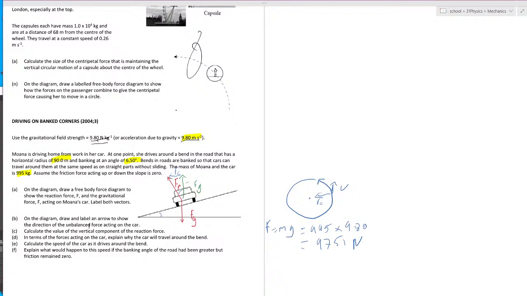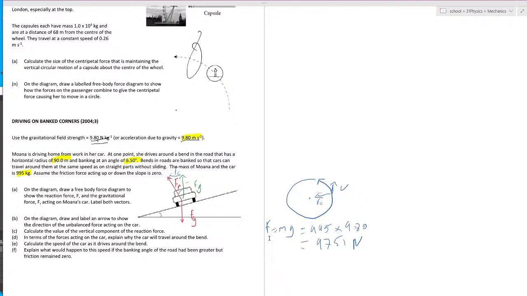This is the unbalanced force. So it's going to make it go around this thing, and so you need to include that the velocity of the car is acting at 90 degrees to the centripetal motion of the car, and that's why it's going around the bend.